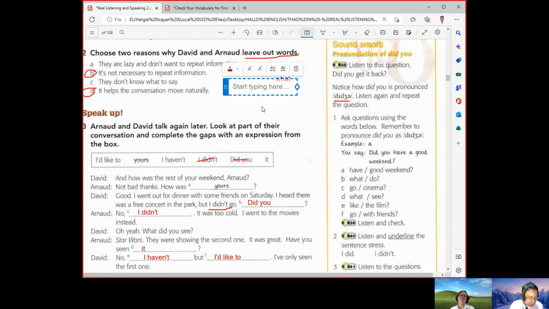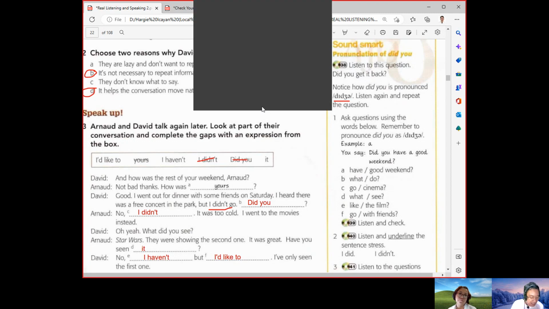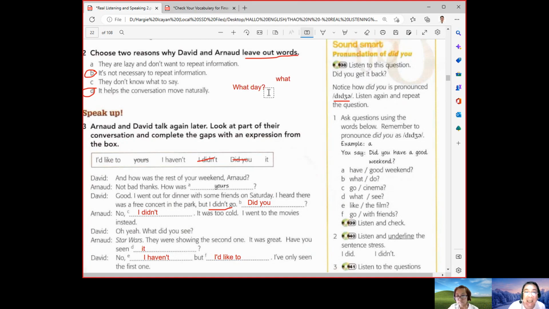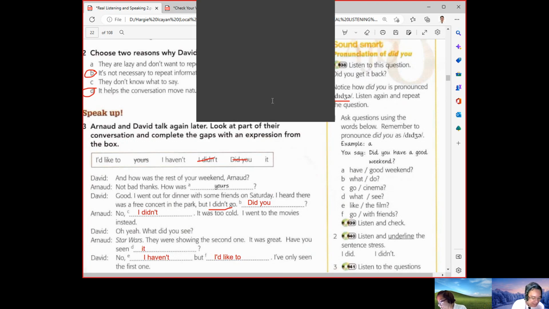But if we are going to use that in a sentence, let's say "what day," we do not pronounce the T. But if we just have to say the word alone, pronounce the T. If we use that in a sentence, we do not pronounce the T. So: what day? What time?